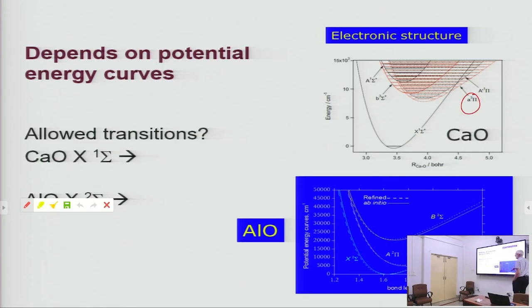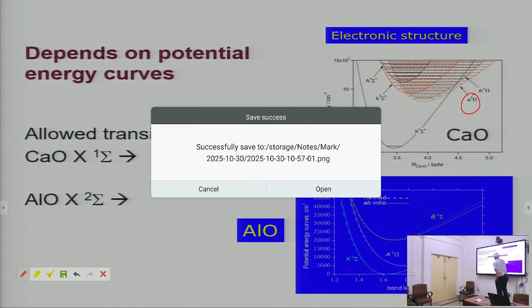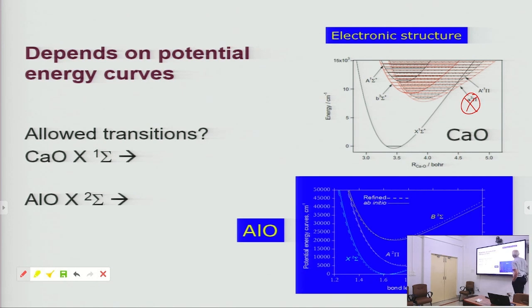So to go to this state here, the A triplet pi from the X state, is that an allowed transition or not? No, that's right. And it's not allowed because the spin is changing. Okay, so that's not allowed. That's forbidden. The next state up is the B triplet sigma plus. Is this allowed or not allowed? This is not allowed either because it's also a triplet. So this has delta S not equal to 0.